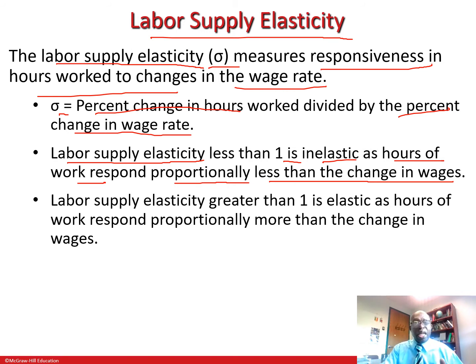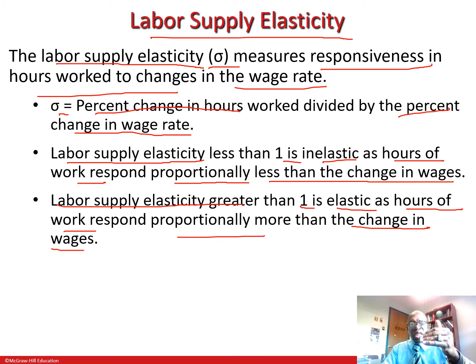On the other hand, if gamma, the value of the labor supply elasticity, is greater than 1, we say that it's elastic, meaning that hours of work respond proportionally more than the change in the wages. In this case, the percentage change in the wages would be less than the percentage change in the hours, and therefore the income effect will dominate the substitution effect.